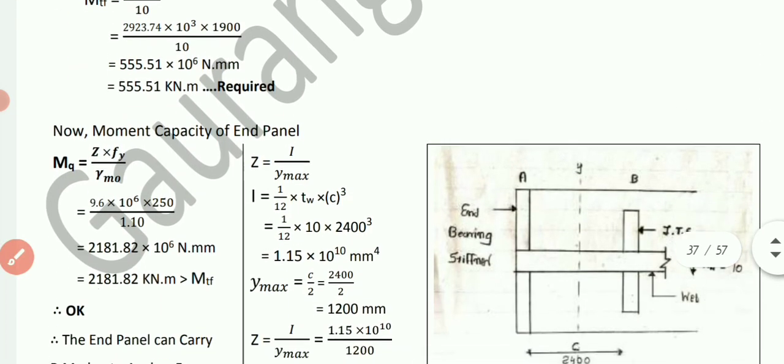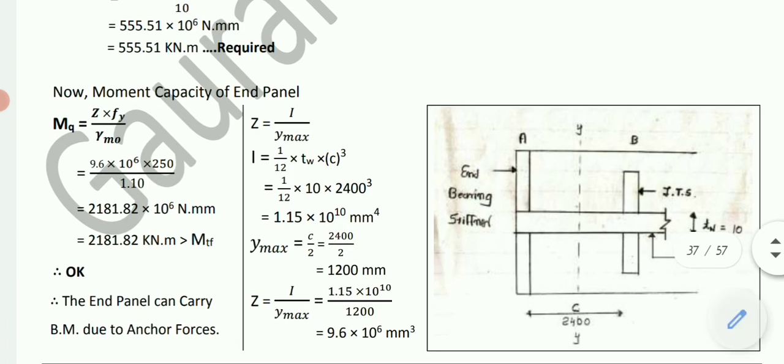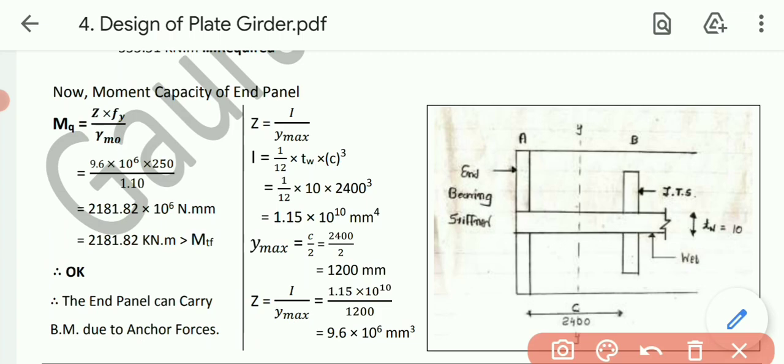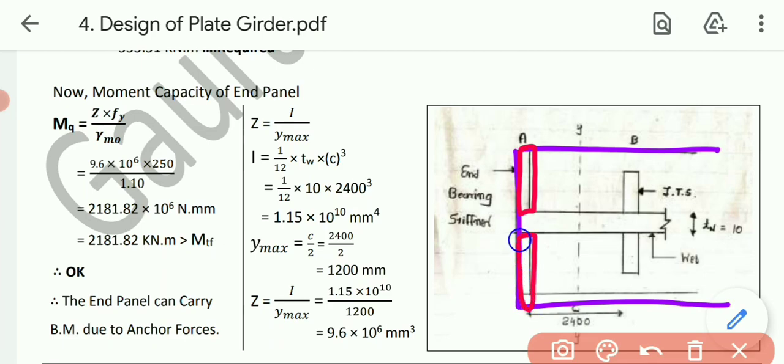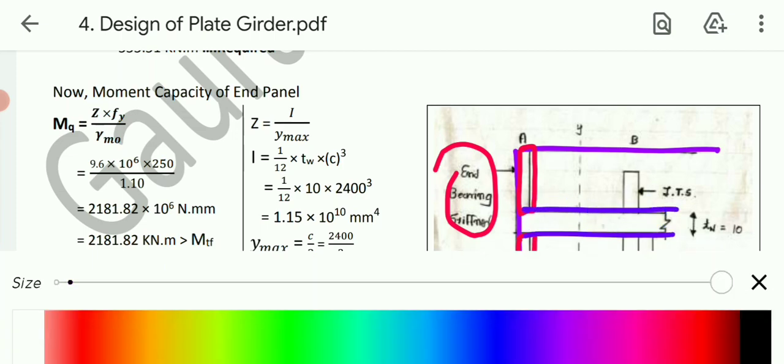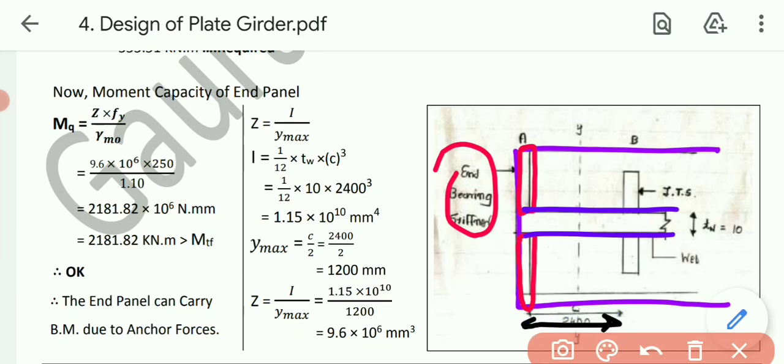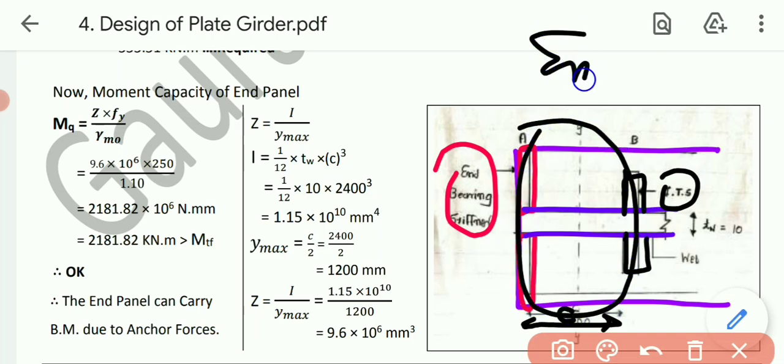For that, we need to calculate the moment capacity of the end panel. So let us just draw the top view of the plate girder. This one is the top view of the plate girder. Now at the end we will provide end stiffeners like this on both sides of the web. This is the end bearing stiffener, and this is our web. Then at the distance of C, that is spacing between two stiffeners, we will provide the ITS, that is over here. So ultimately this will become our end panel.